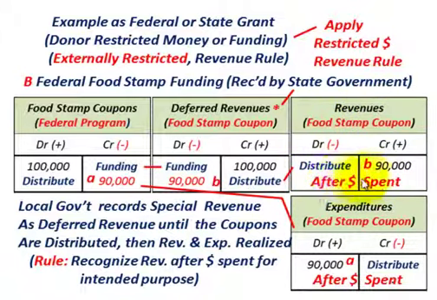And I'm talking about dollars spent here, not by the food stamp recipients, but spent by the local government that's administering that food stamp program. So credit your revenues for $90,000. We received funding of $100,000, but we only distributed $90,000. So this is the case where we can only recognize the revenues after those $90,000 was spent. So we can't recognize the whole $100,000, only the $90,000.